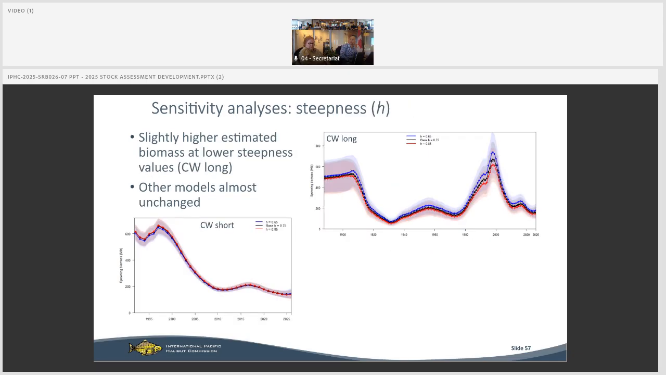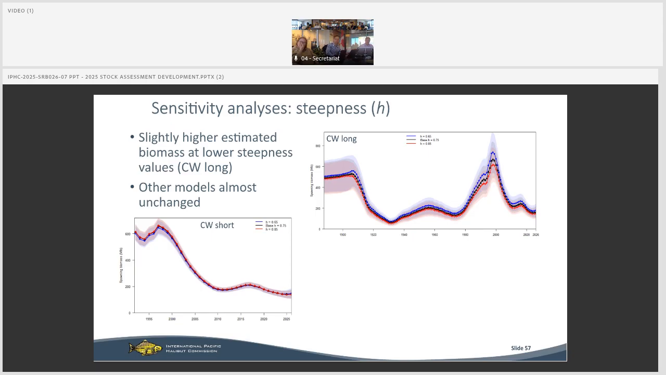Okay. Well, all four models are in the document. I think I just picked out two here because the other models are virtually unchanged. You see the coastwide short model, the change in steepness, we're estimating the recruitment's almost free. It's pretty much independent of the stock recruit relationship. Interestingly, the coastwide long model has a slightly larger effective steepness, and the lower the steepness value, the higher the biomass estimate. I'm not sure if that's intuitive or not, but that's the way it turns out.